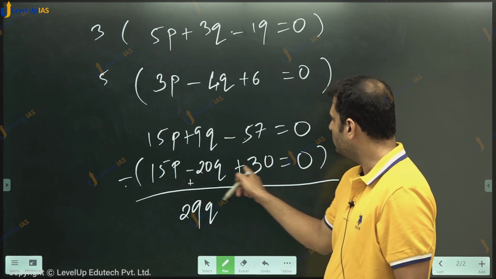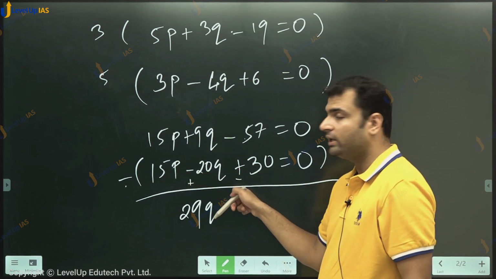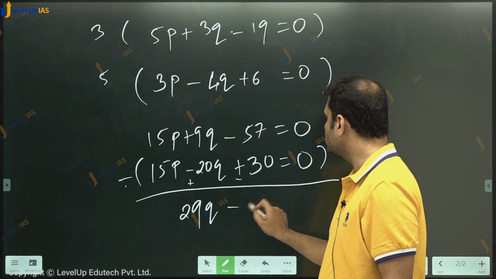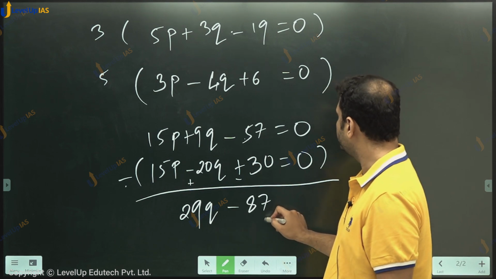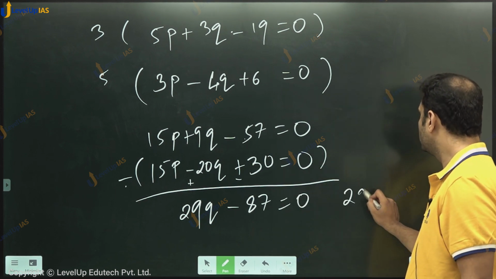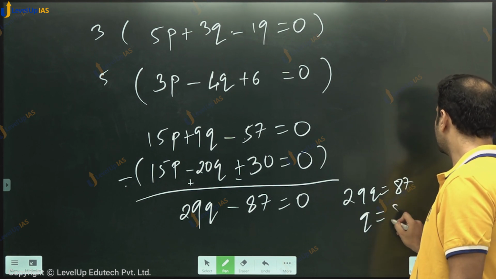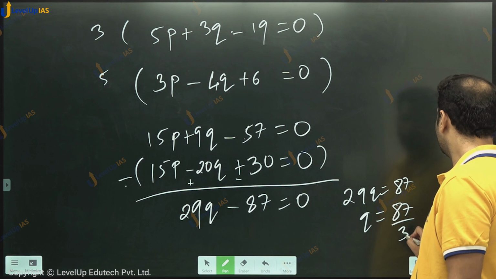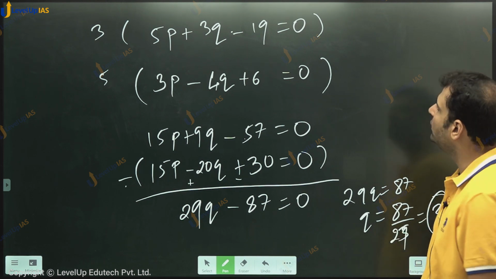This minus 57 minus of 30, right? This minus into plus will be minus. So minus 57 minus 30 is minus 87, is equal to 0. So 29q is equal to 87. Q is equal to 87 by 29, right? 87 by 29 is equal to 3. So the value of q is 3.